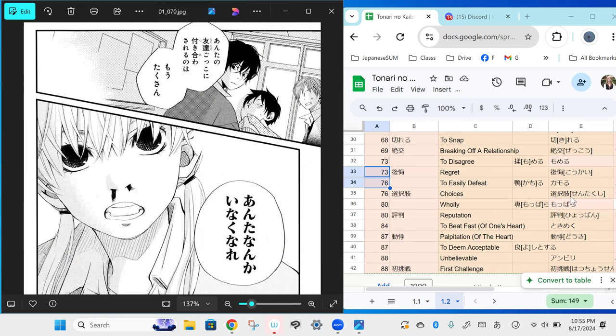Yeah. And the next bubble is like, Anta nanka inaku nare. How many, takusan? Is that what you're thinking is many? I'm looking at the next bubble, the third one. Anta nanka inaku nare? Inaku? That is not ikura. That is inai, which comes from the verb iru. Yeah, I must have not noticed myself saying it. I was thinking of the translation too much.